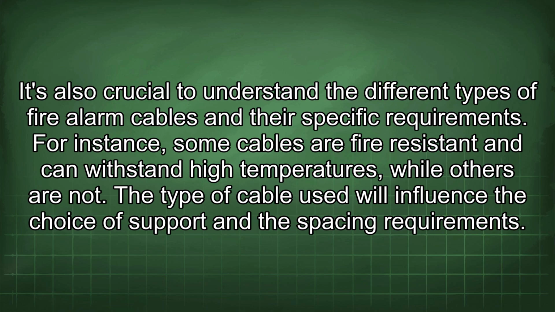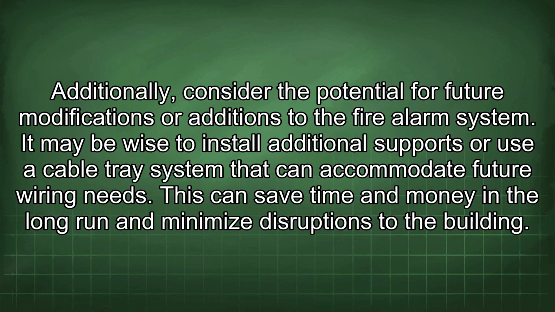It's also crucial to understand the different types of fire alarm cables and their specific requirements. For instance, some cables are fire resistant and can withstand high temperatures, while others are not. The type of cable used will influence the choice of support and the spacing requirements. Additionally, consider the potential for future modifications or additions to the fire alarm system. It may be wise to install additional supports or use a cable tray system that can accommodate future wiring needs. This can save time and money in the long run and minimize disruptions to the building.